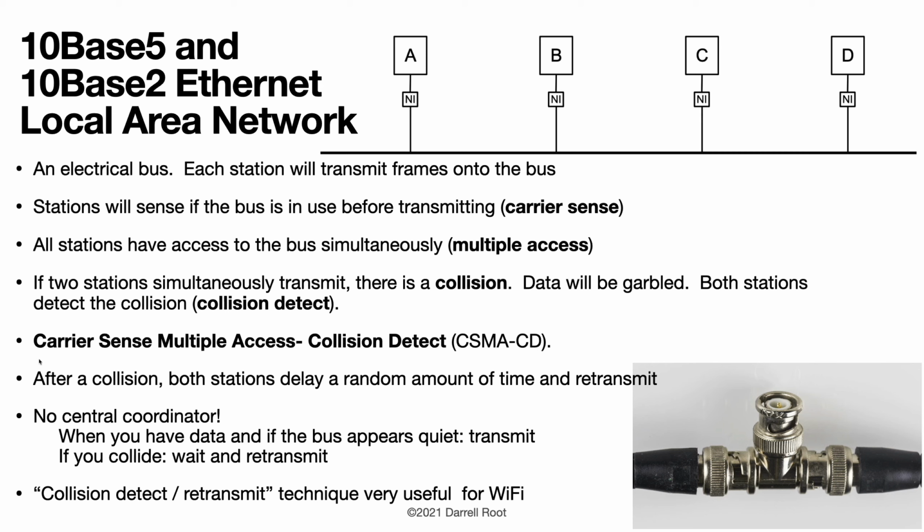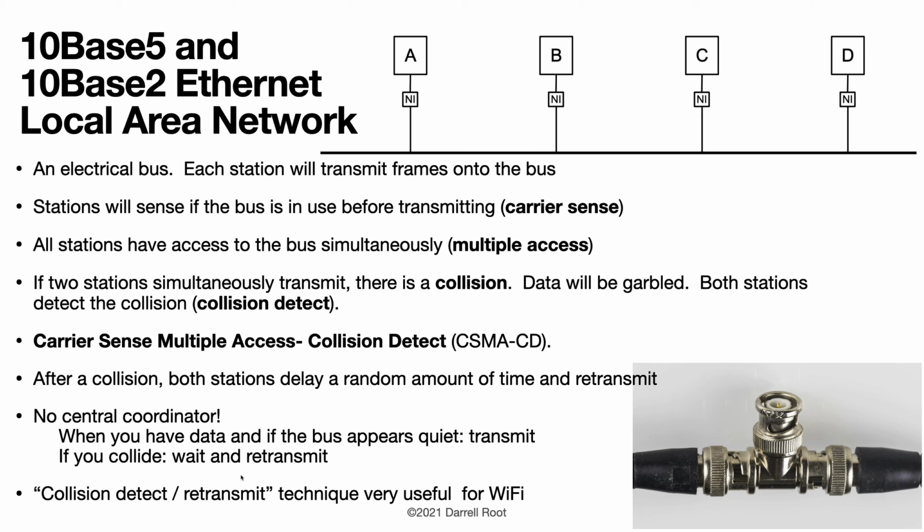That's a fundamental feature of the original shared Ethernet. You can sense if the bus is already in use. Multiple hosts access the bus simultaneously. It's still possible when transmitting to have a collision, but you can detect it. After a collision, both stations delay a random amount of time and retransmit the data. There's no central coordinator for Ethernet. If you have data and the bus appears quiet, then you can transmit. If you collide, then you wait and retransmit a random time later.